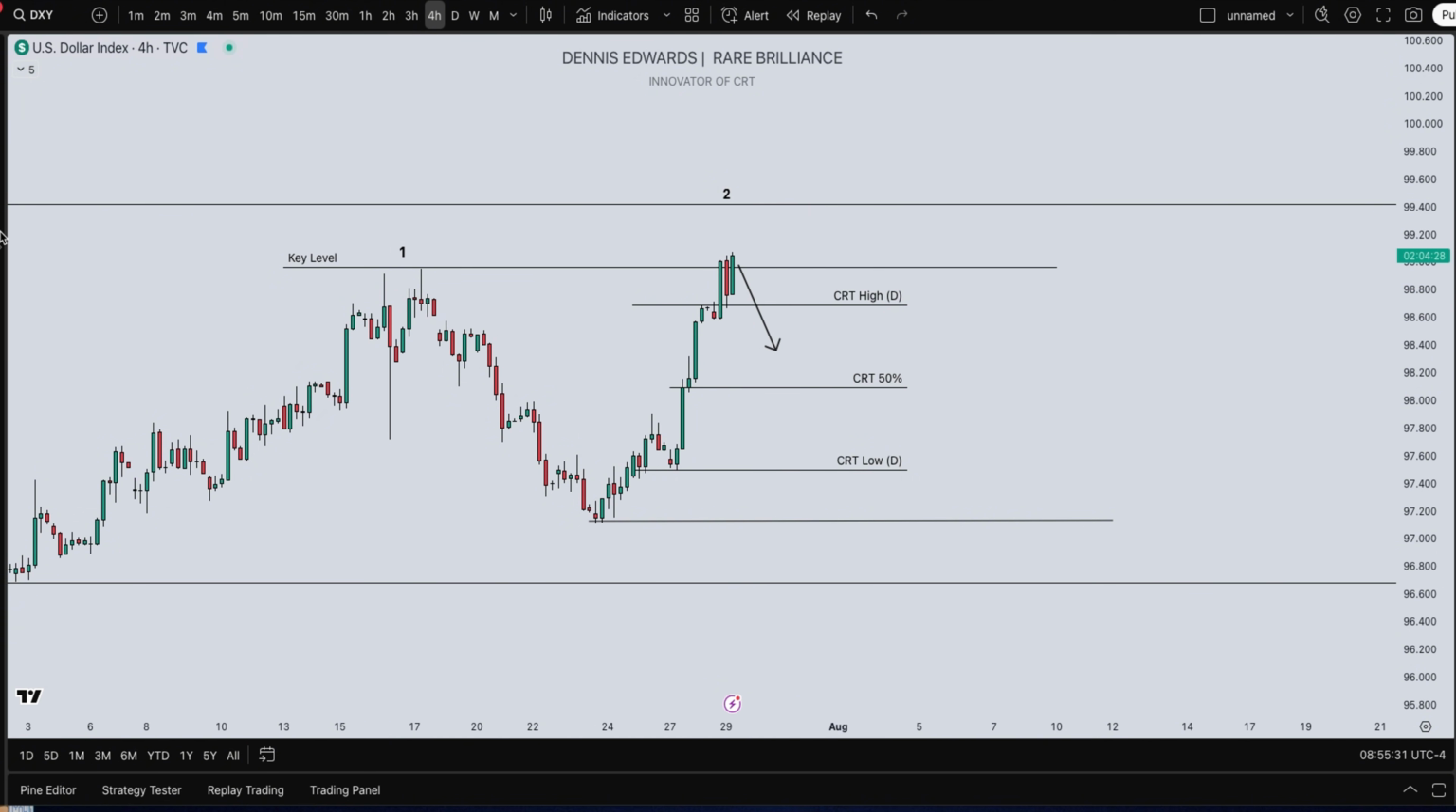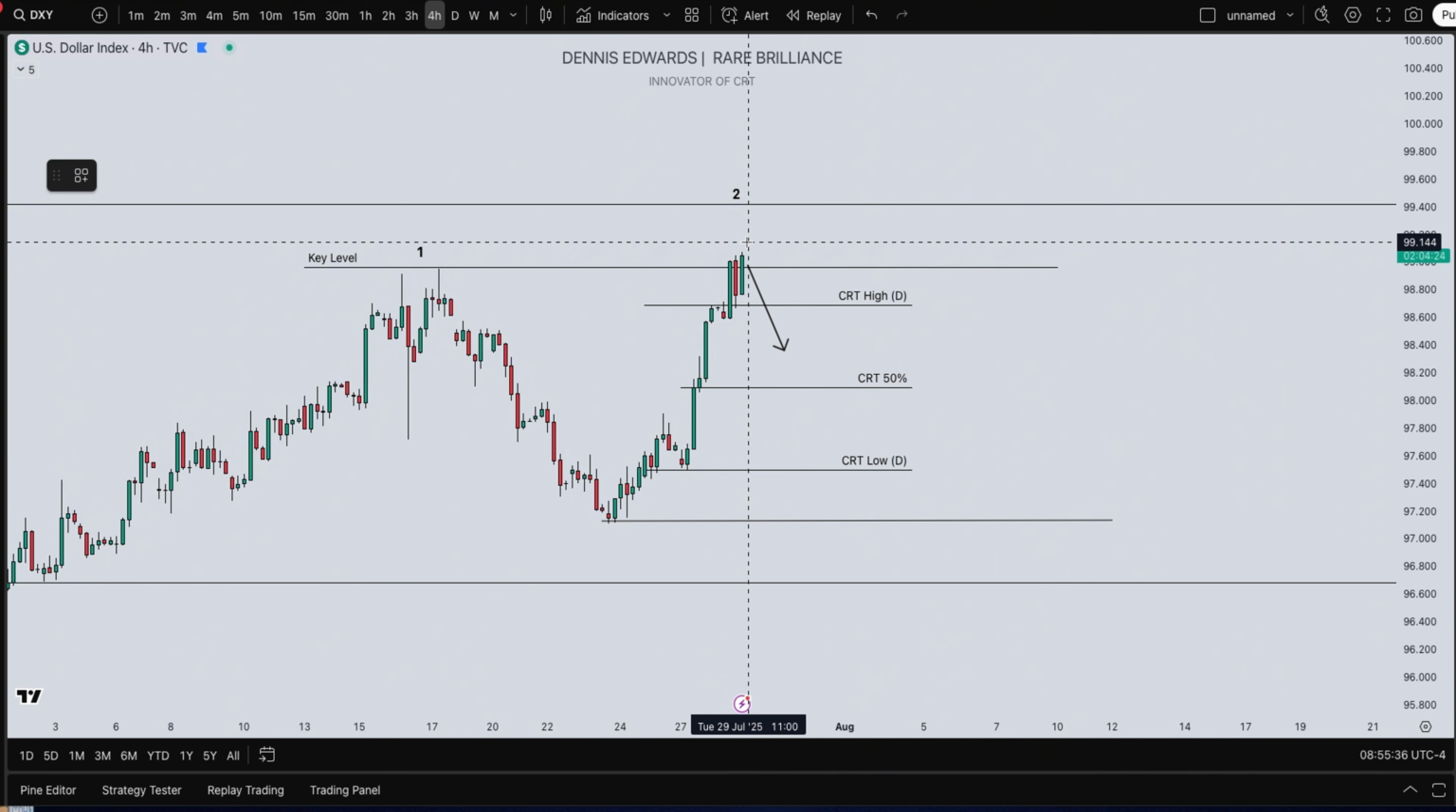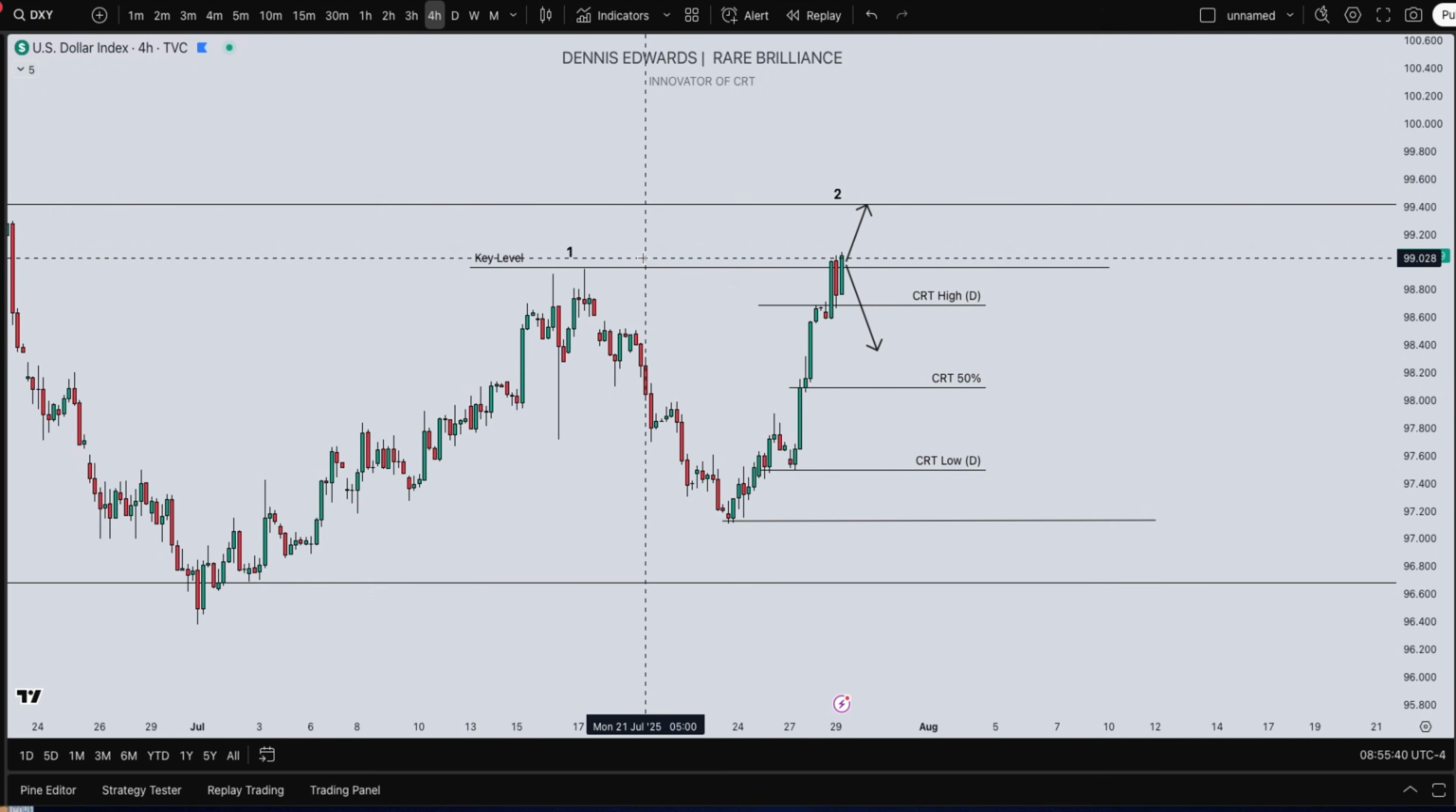Okay. But if this area actually does not hold and it breaks and continues higher, we can see higher prices up until that previous high. Right.